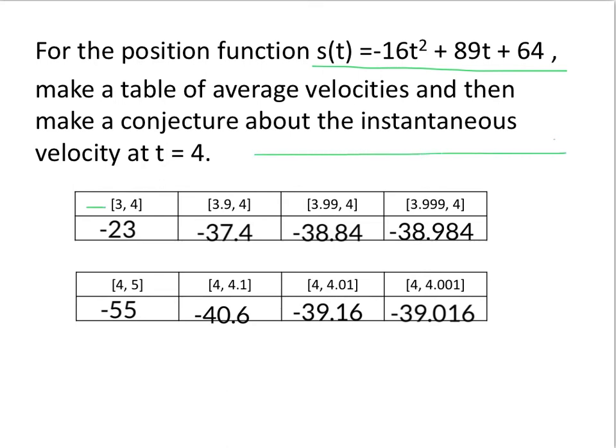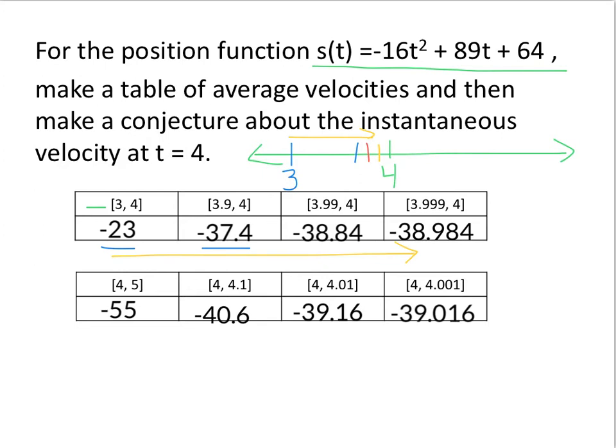So if I'm looking at a number line, and I want to know exactly what's happening at 4, I have to approach it from both sides. So I'm starting with 3, and I'm looking at that change, and I find that the average velocity there is negative 23. Then I got closer, and I went to 3.9. And 3.9 to 4, my average velocity was negative 37.4. And then I went to 3.99. I got negative 38.84. And then I went to 3.999. So I'm getting super close. I'm approaching and making that difference closer and closer to 0. And I'm getting negative 38.984.